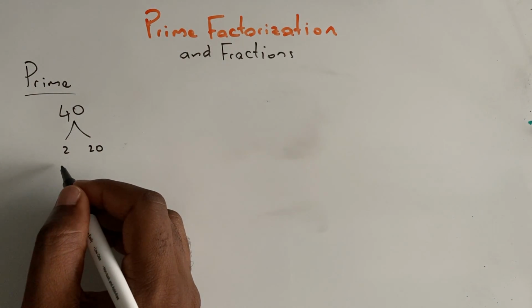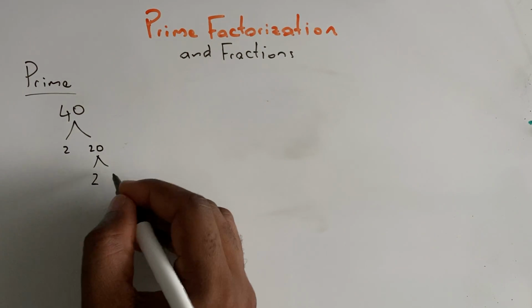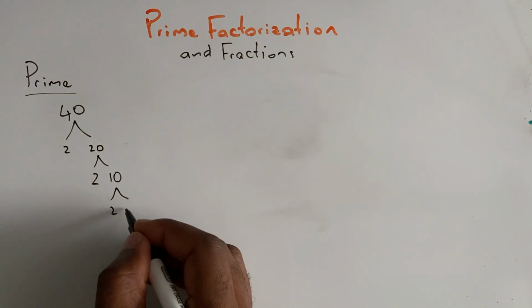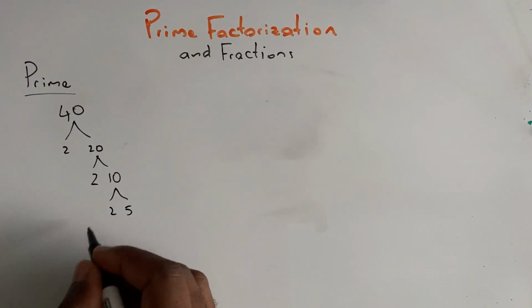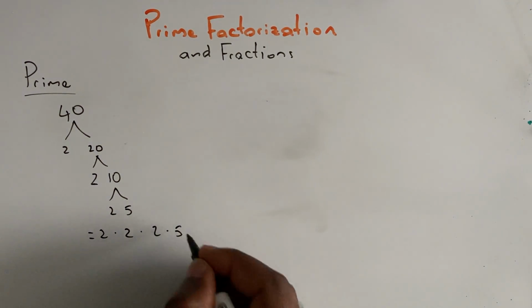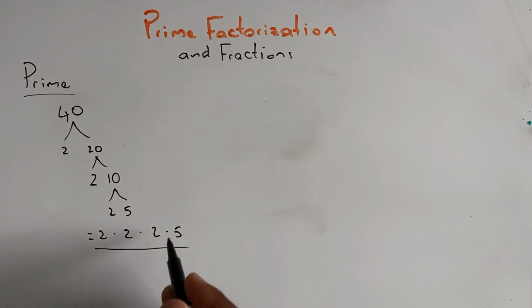Then can I break 2 down further? No. So I go with 20. You can still go 2 and 10. Then I go with 10 now, which is 2 and 5, okay? Therefore, the prime factorization would be 2 times 2 times 2 times 5. As you can see, if you do this multiplication, it must give you 40, okay? If you do 2 times 2 times 2 times 5, you must get 40. So this is what you call the prime factorization, okay?